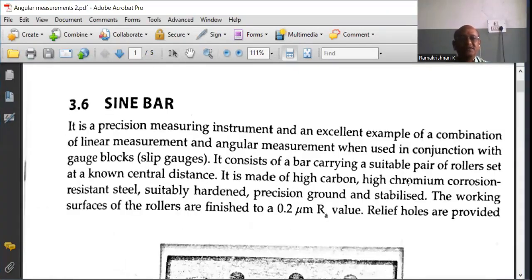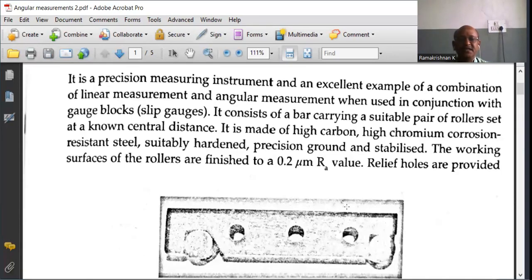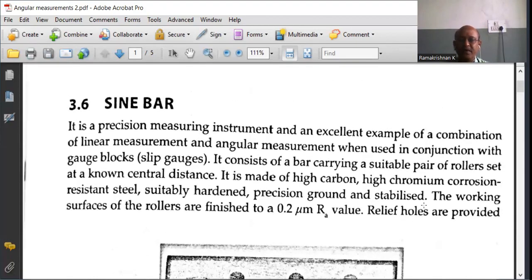Sine bar. So the sine bar is another precision measuring instrument for angles. It is a combination of linear measurement and angular measurements, because the sine bar also makes use of the slip gauges. So it also involves linear measurement. Here it is a very long steel bar, not pure steel, but an alloy of steel. Chromium is also added to the alloying elements for corrosion resistance.